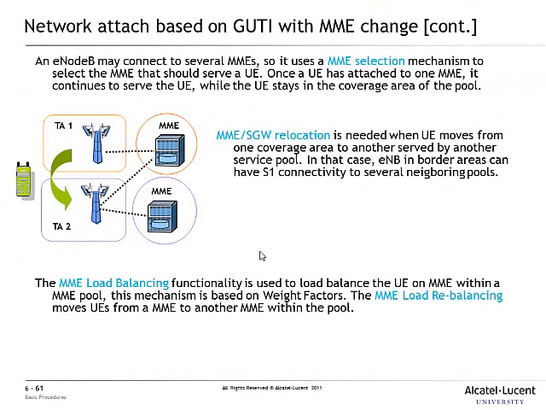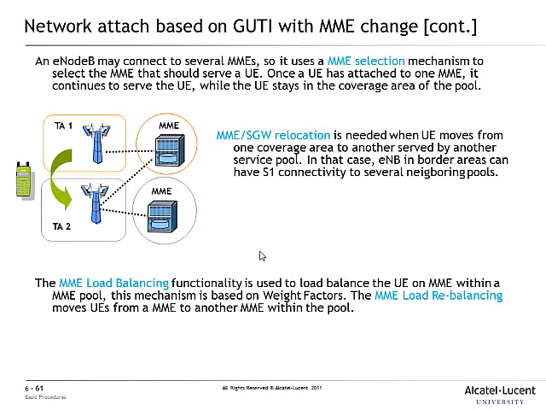Now there is an important point on slide 61 that I want to go through. I'm going to read through this with you. An eNodeB may connect to several MMEs, so it uses an MME selection mechanism to select the MME that should serve a UE. Once a UE is attached to one MME, it continues to serve the UE while the UE stays in the coverage area of the pool.